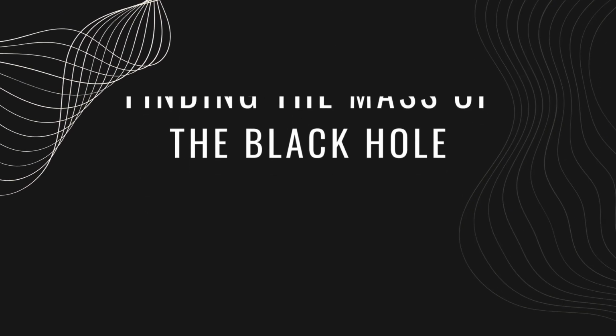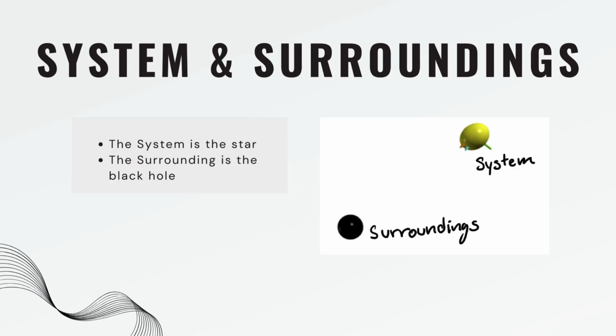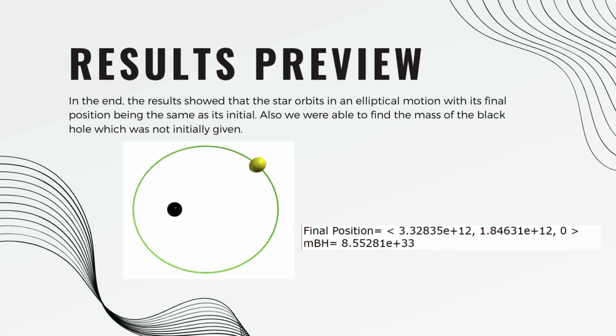For part 1 of this lab, we have a star at some initial position orbiting a black hole at the origin. The star has initial velocity and the black hole is stationary. Since we have the star's mass, we technically have the star's initial momentum as well. In this phenomenon, the system is the star while the surroundings is the black hole. As a preview of the results, I found that the star orbits in elliptical motion with its final position being the same as its initial. Also, I was able to find the mass of the black hole, which was not initially given.